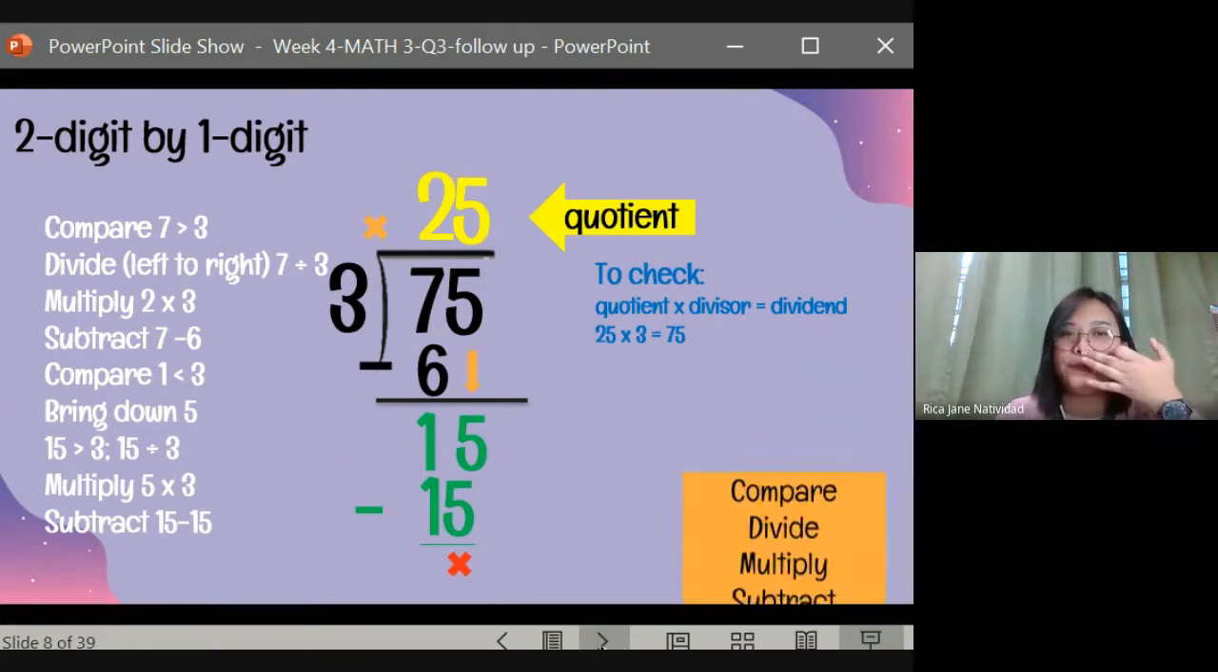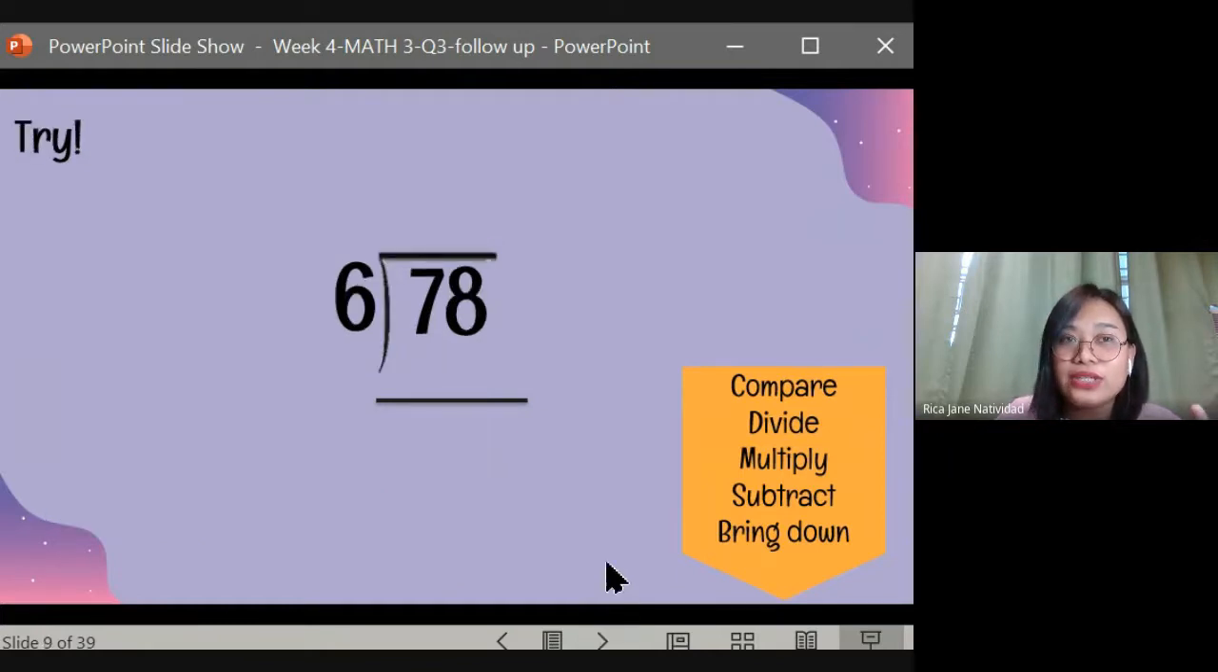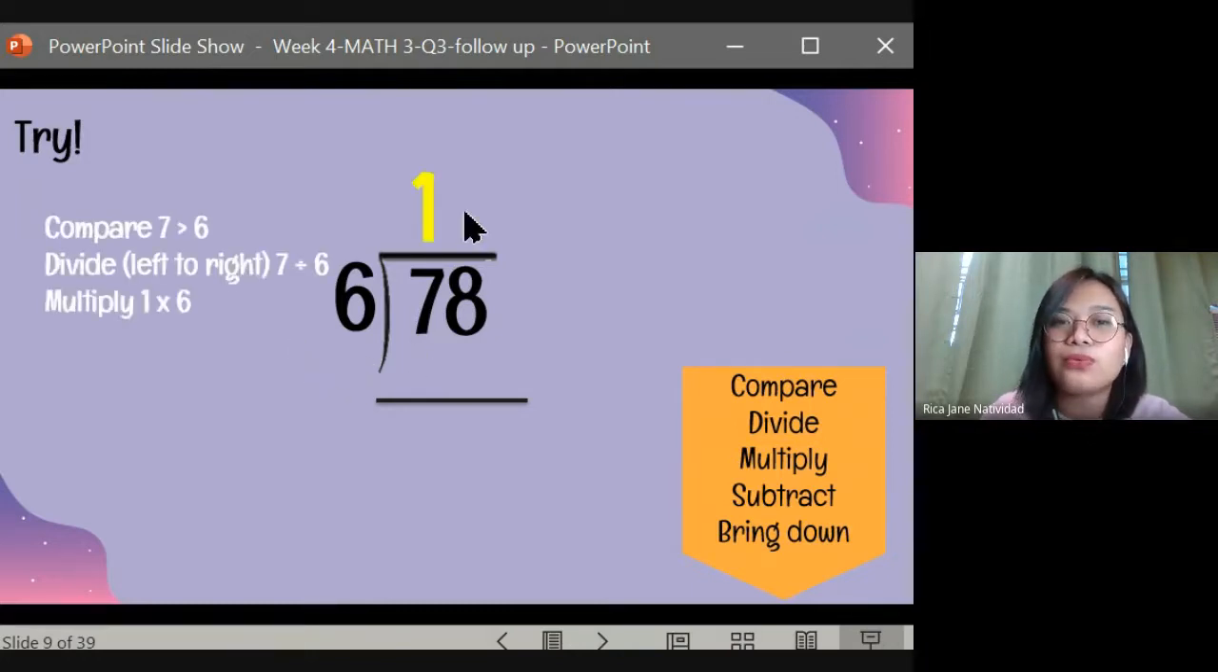Another example. So we are just repeating the steps: compare, divide, multiply, subtract, bring down. Okay. You can do this while watching this video. You can try it with me. So I hope you are also trying. Let's try. So it's 78 divided by 6. So let's look at the first digit. 7 is greater than 6, so it's okay to divide. So we have 1. We multiply 1 times 6 is equal to 6.